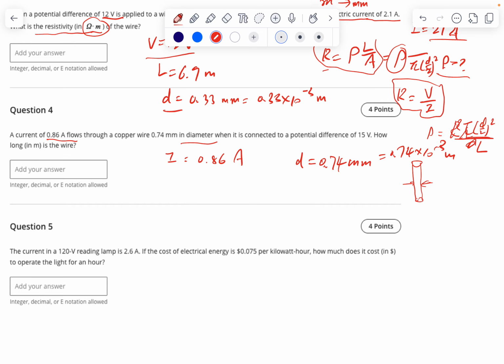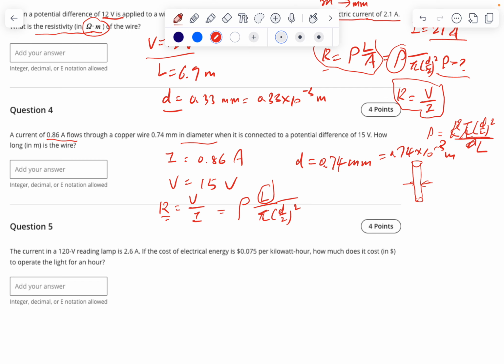Okay, when it's connected to a potential difference, we know V equals 15 volts. How long in meters is the wire? This problem is the same as the previous one. You know voltage and current, so you can figure out R, the resistance, and the resistance also equals resistivity times L over pi d over 2 squared. We're looking for L, how long in meters.